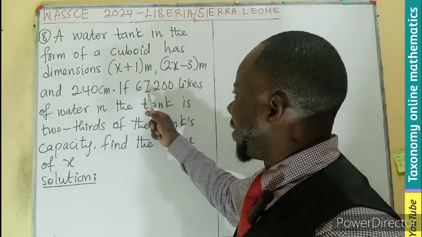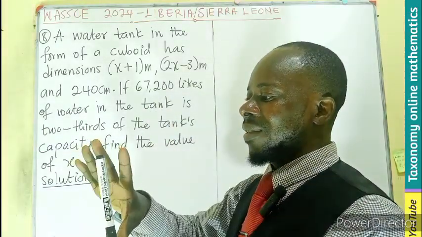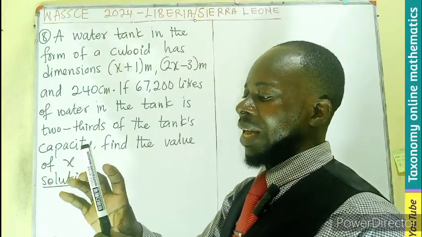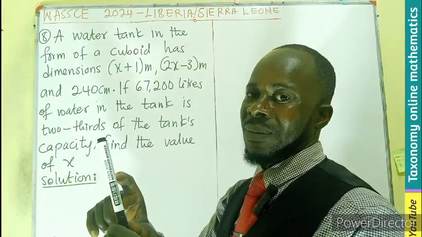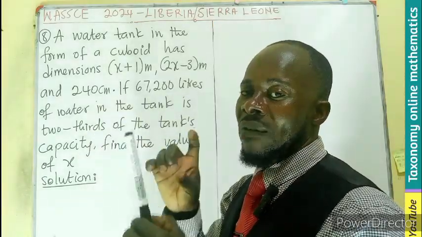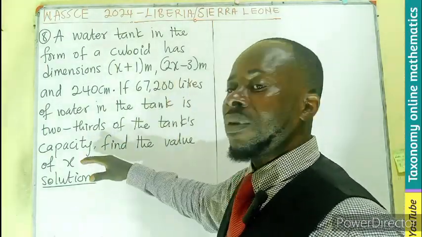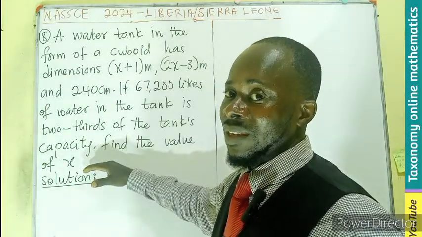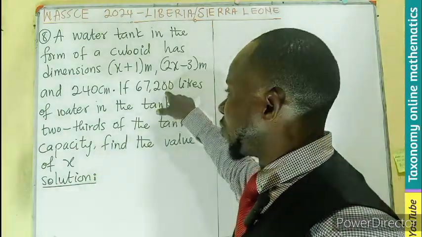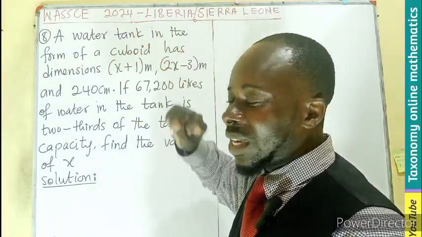Now, the tank is this, and then we are having water in it. That water is just 2/3 of the capacity of the tank. So that simply means that the tank is not full; there is empty space in there.